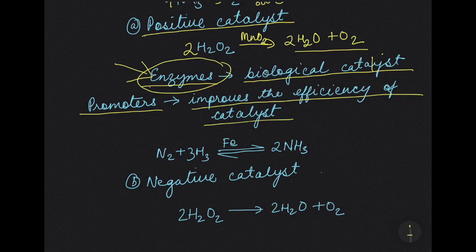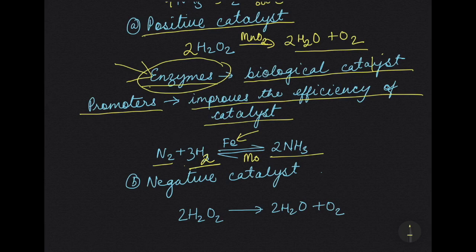Okay, for example, when nitrogen and hydrogen react to form ammonia, iron is used as the catalyst, but the rate is very low. So what is added? A promoter which is known as molybdenum is added, and then what happens? The reaction takes place very fast.